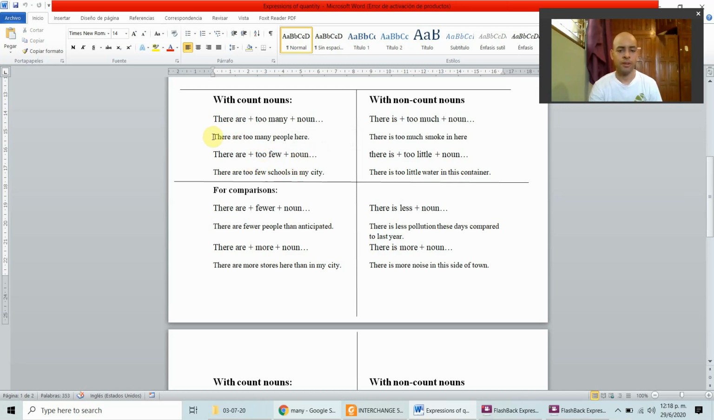Let's see some examples. There are too many people here. You're saying that there is an excessive number of people here. And there are too few schools in my city. You are saying that the number of schools in the city is very, very low.